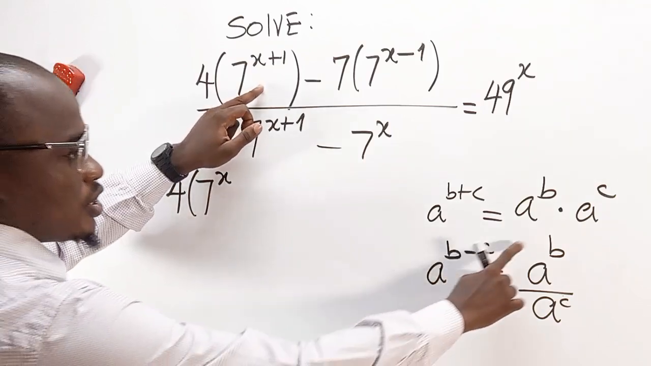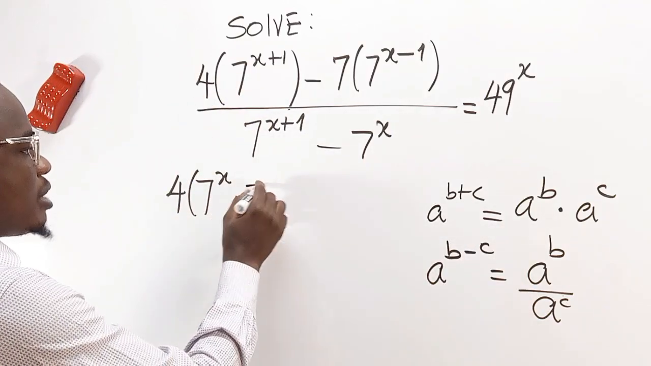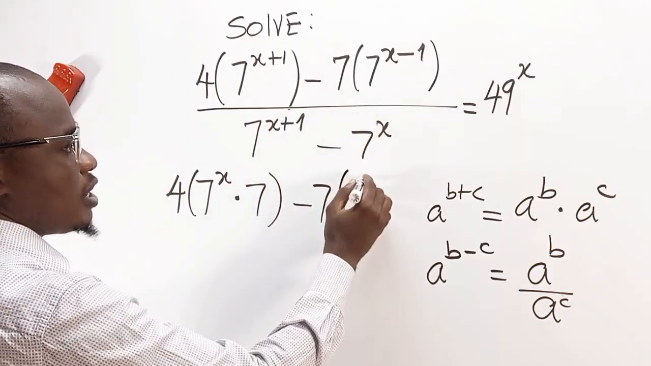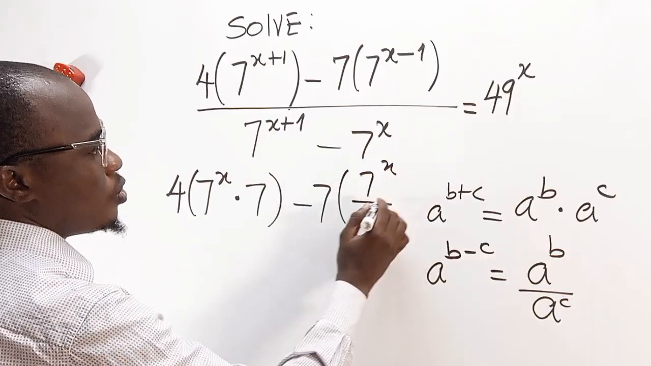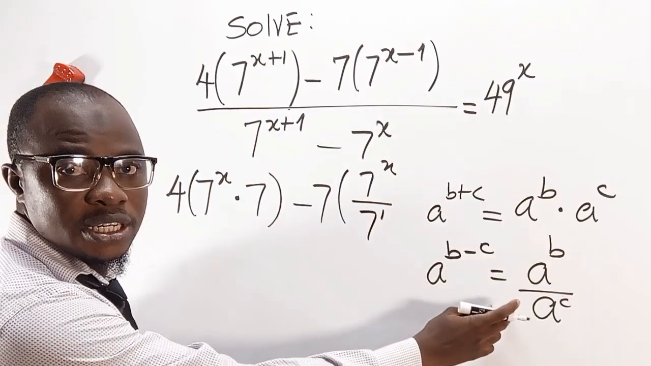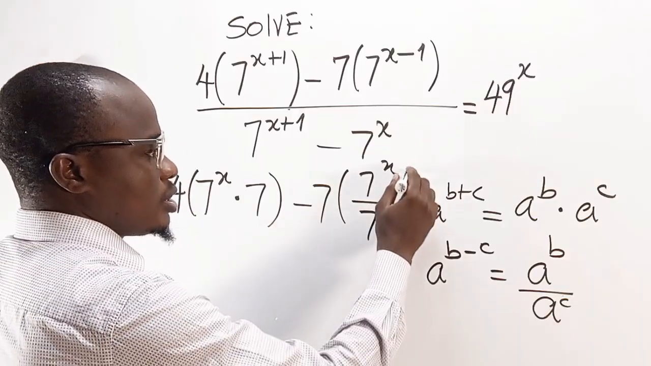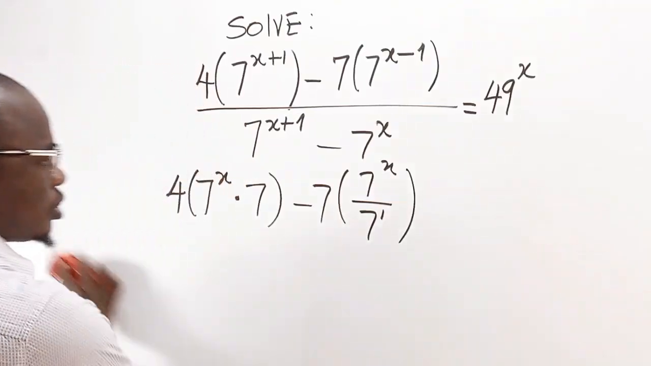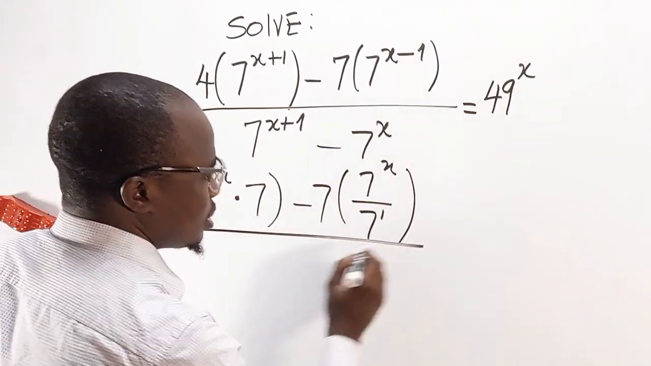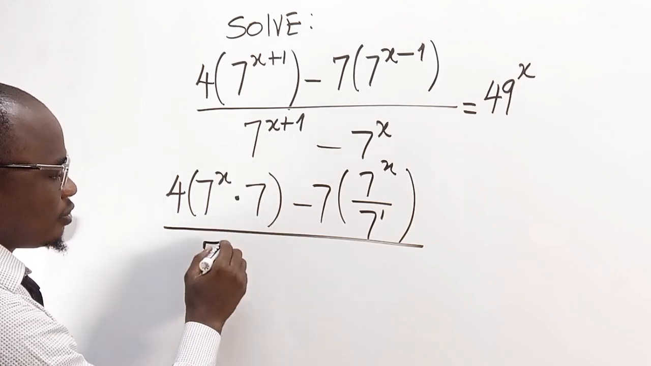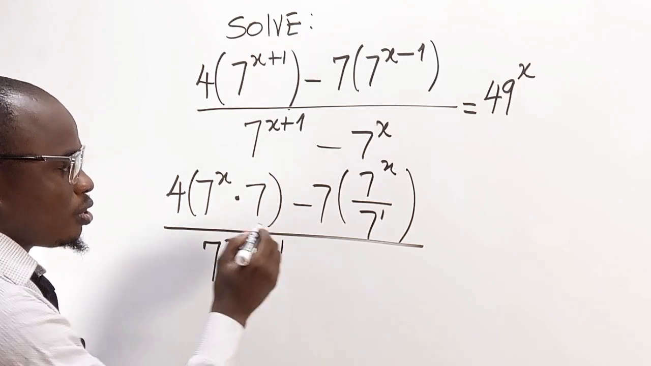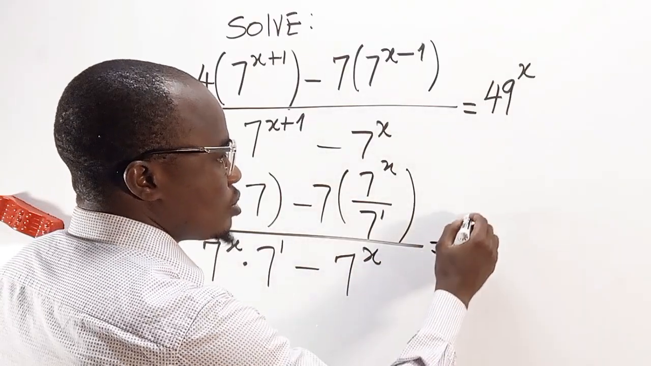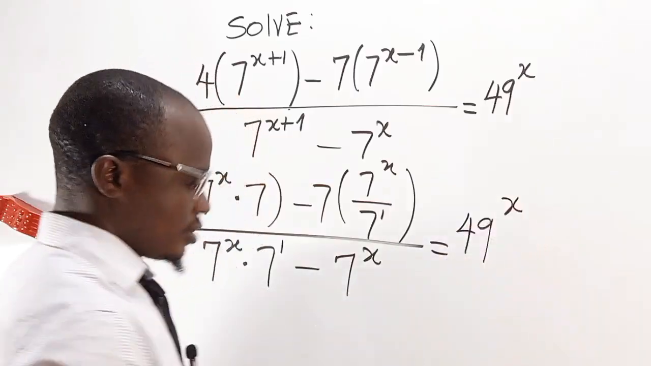Now, I'm going to use this first one here. We multiply by 7 to the power of 1, which is same thing as 7, minus 7 to the power of, we have 7 to the power of x all over 7 to the power of 1 using this second property. So all divided by 7 to the power of x multiplying 7 to the power of 1, then minus 7 to the power of x, which will give us 49 to the power of x.